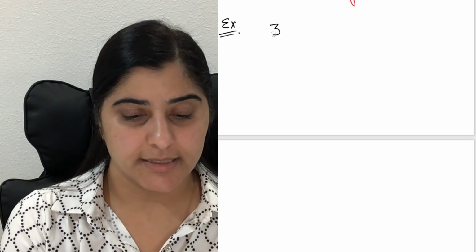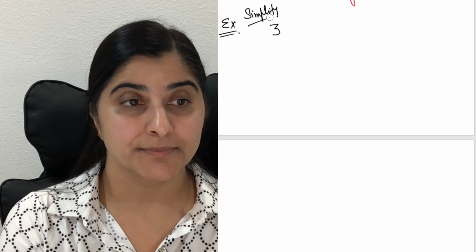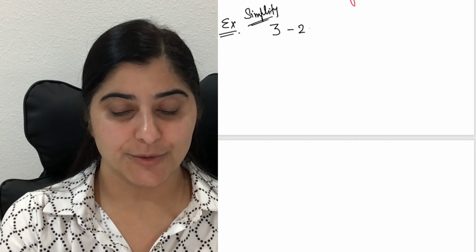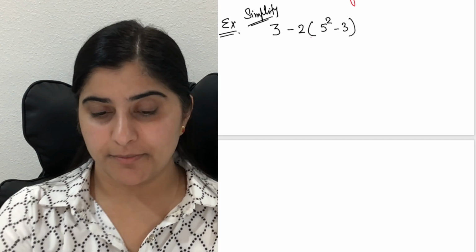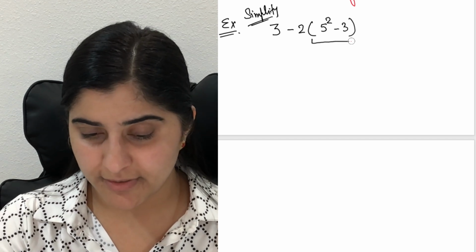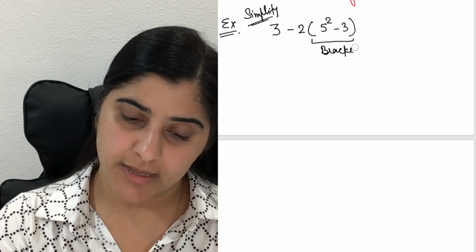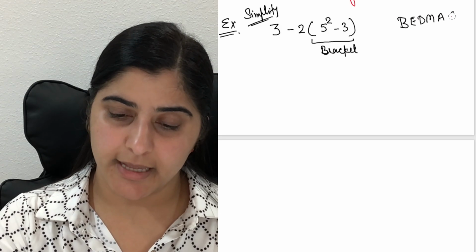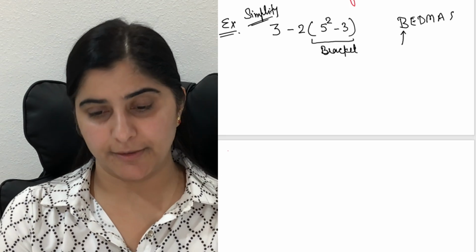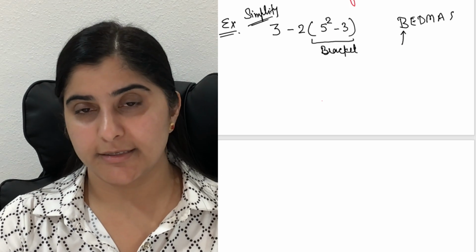Okay, so let's simplify 3 minus 2 times (5 squared minus 3). Okay, so there is a bracket. So our very first job is to solve this bracket, because BEDMAS is saying bracket comes first. Inside the bracket there is 5 squared minus 3.